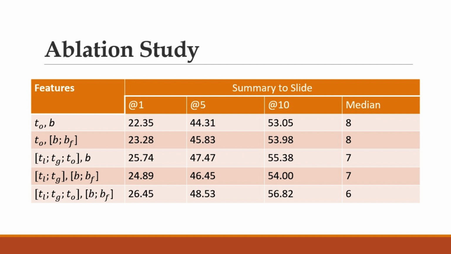The first row of the table shows the result with the feature of OCR text and slide image, and obtained the recall at 1 is 22.35%. After adding the focus area feature, the result improved to 23.28%. Adding logical regions and graphics types improved our final result to 26.46%. We got a 4% improvement by adding the extracted features.